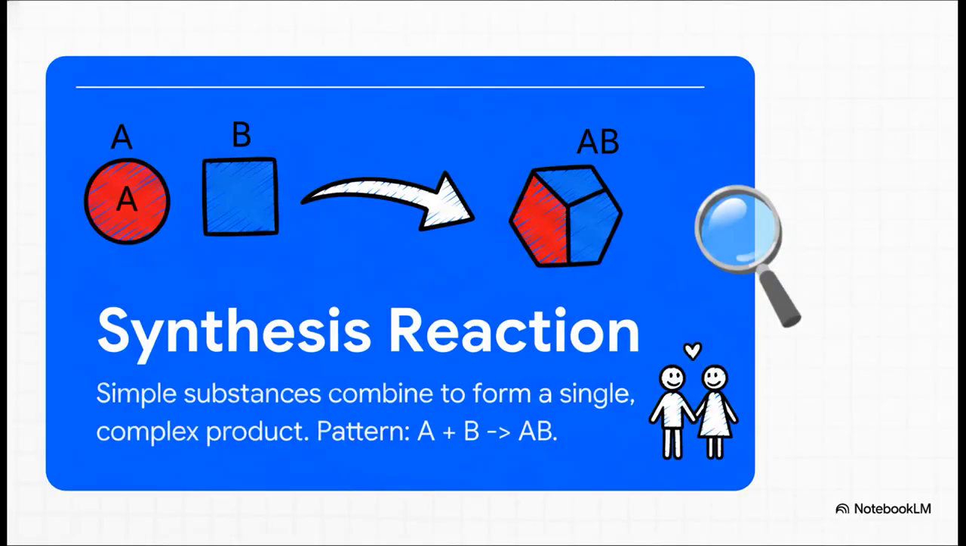So this is your core toolkit. Let's start with pattern number 1, synthesis. Think of this literally like a social interaction where 2 individual elements decide to pair up and become a couple. 2 or more simple substances combine to form a single, more complex product. The general pattern is beautifully simple here. A plus B yields the combined product A-B.